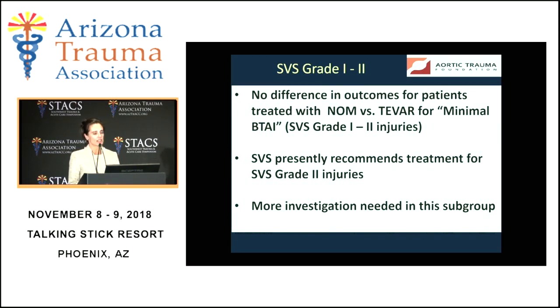For the SVS, the Society for Vascular Surgery, for grade 1 and 2 injuries, which is intimal tears and intramural hematomas, there was no difference in outcomes for patients treated with non-operative management versus TVAR for grade 1 and 2 only. The SVS presently recommends treatment for grade 2 injuries, which, if you look across institutions, is still debatable.